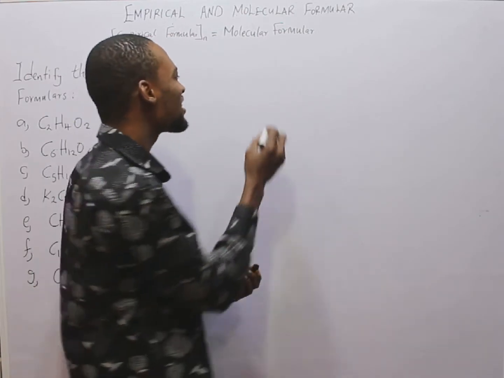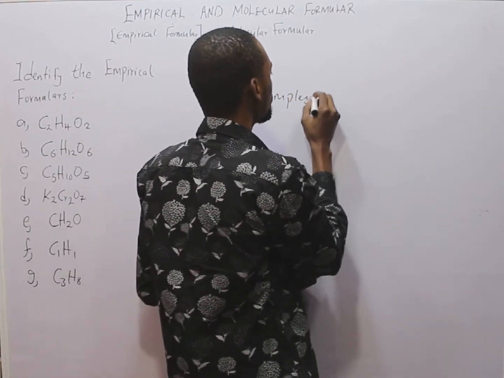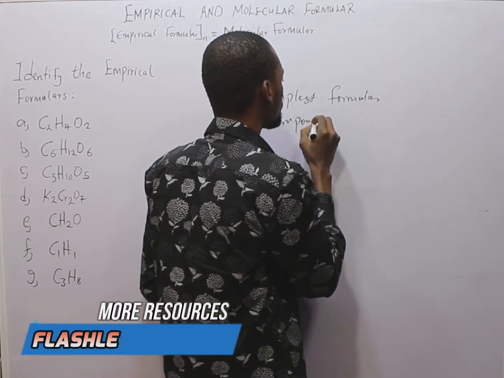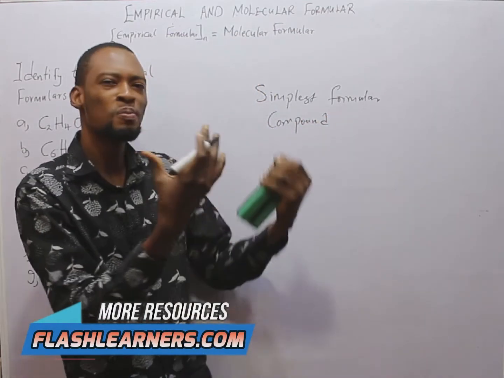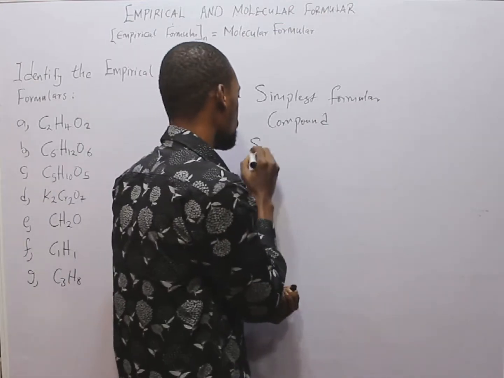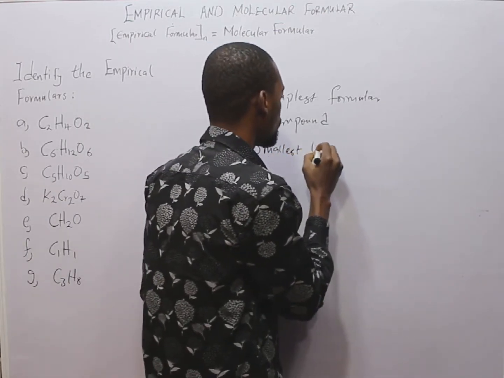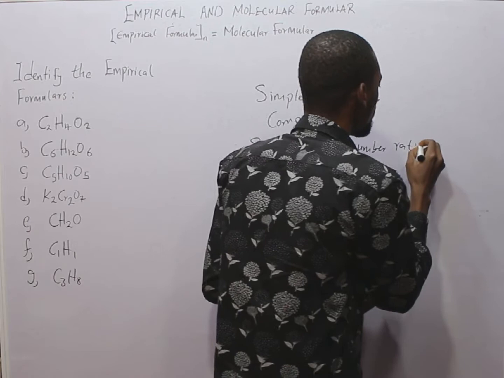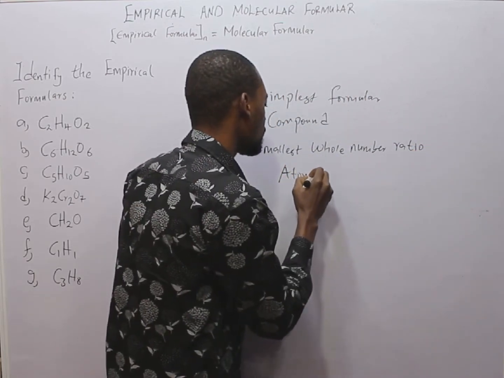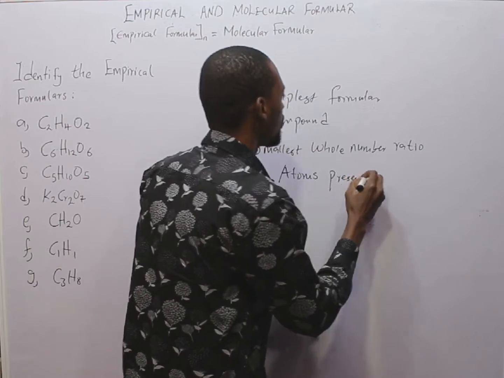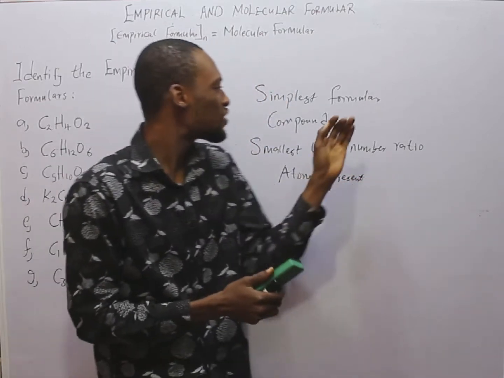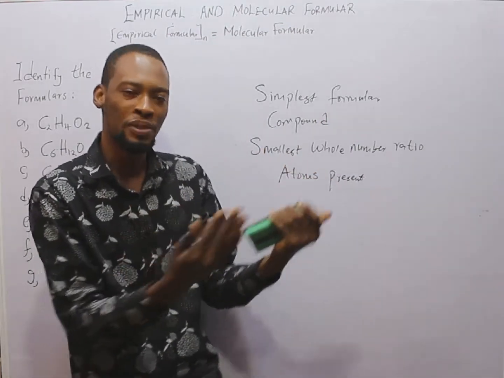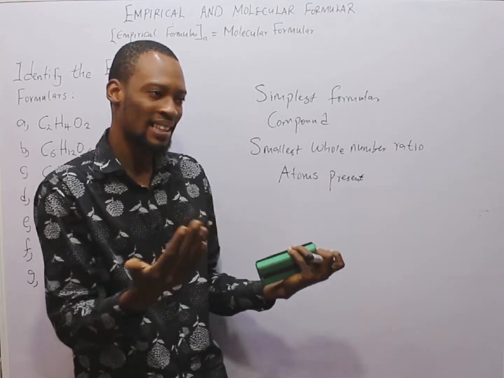Empirical formula is the simplest formula of a compound that shows the smallest whole number ratio of the atoms present. Empirical formula is the simplest formula of a compound that shows the smallest whole number ratio of atoms present. Let me begin to analyze this.